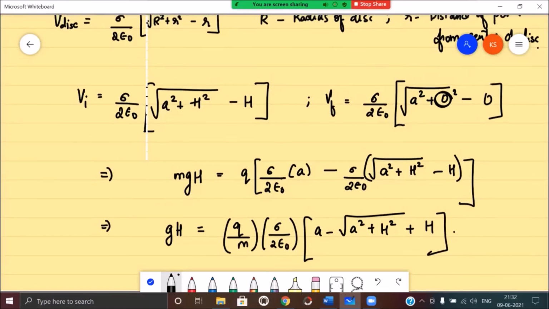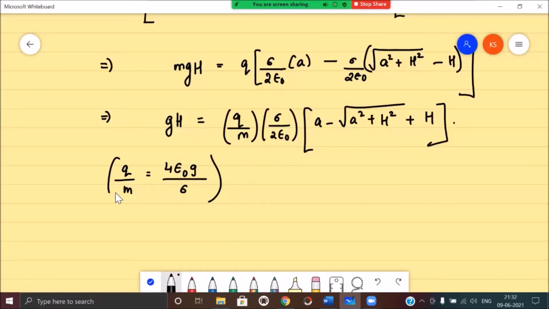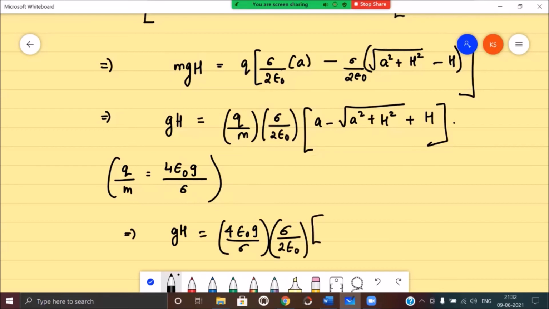And now your q by m is given as 4 epsilon naught g by sigma. So substituting this relation, we get gh to be equal to 4 epsilon naught g by sigma into sigma by 2 epsilon naught of h plus A minus under root of A squared plus h squared.